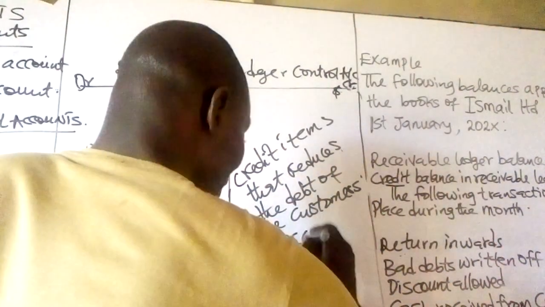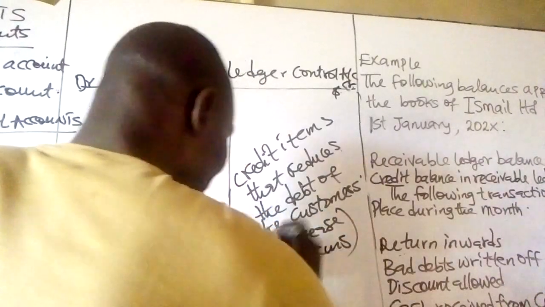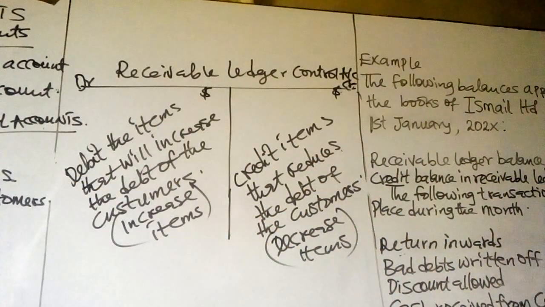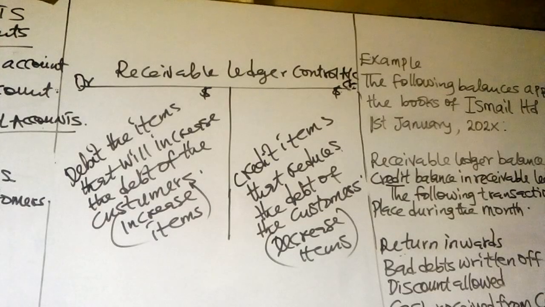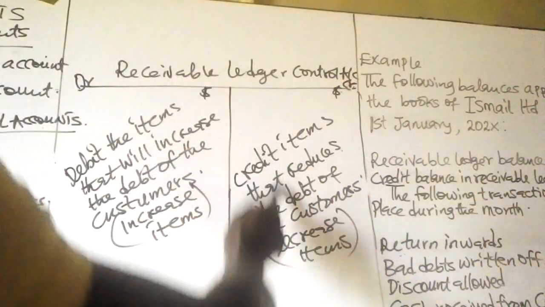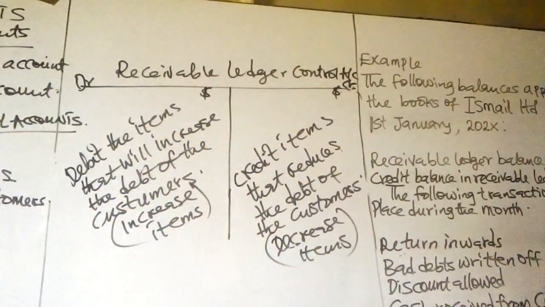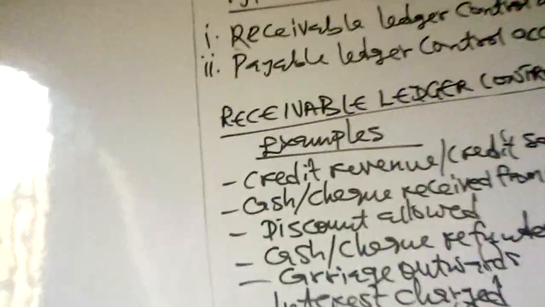That is, decrease items. Item that decreases the debt will make the amount the customers were owing reduce. Where that item will reduce the amount the customers were previously owing, you credit them. But where it will lead to an increase, you debit them. Let's look at the items listed earlier.